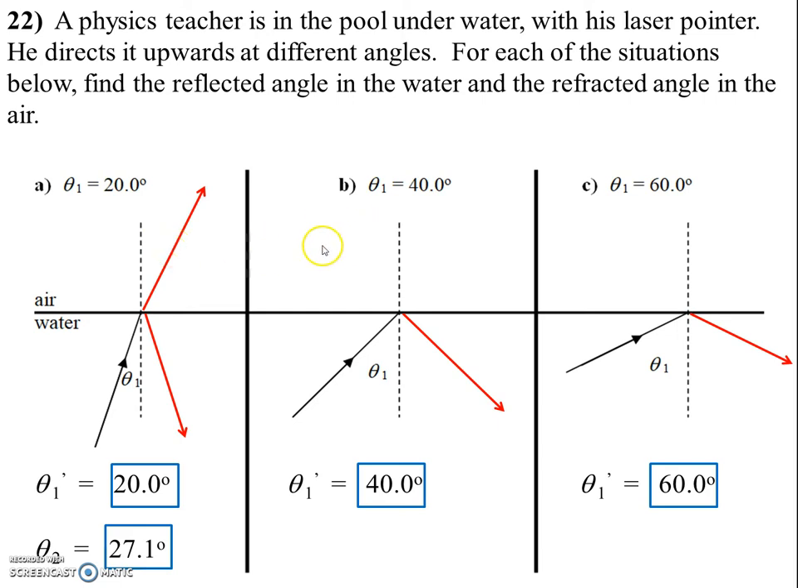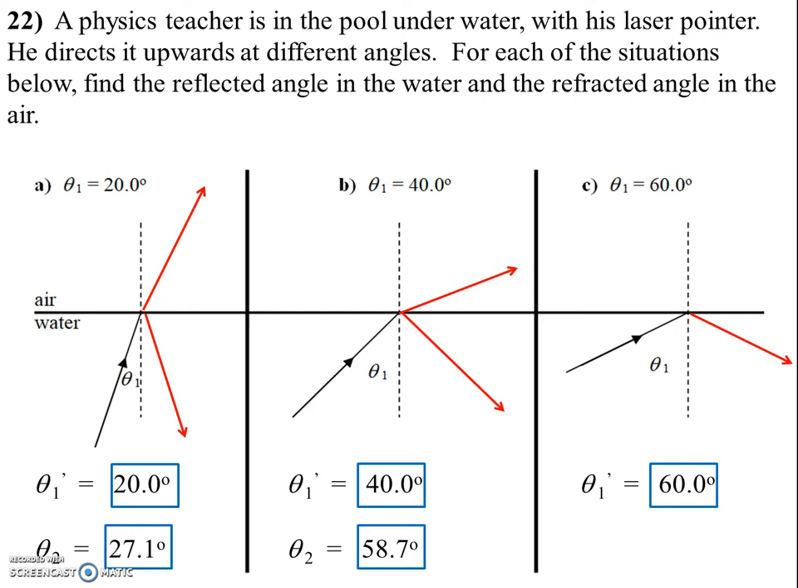All right, same deal for letter B. Go ahead and predict what it should do as it comes to the air, then do Snell's law. Okay, so again, we know all that's going to happen is it's going to bend away from the normal, but here it's got a larger incident angle, so it has to bend more away from 40 degrees. Here's 40 degrees going in a straight line. It's got to bend more than that away. You do Snell's law, and you get 58.7 degrees, which agrees with our prediction.